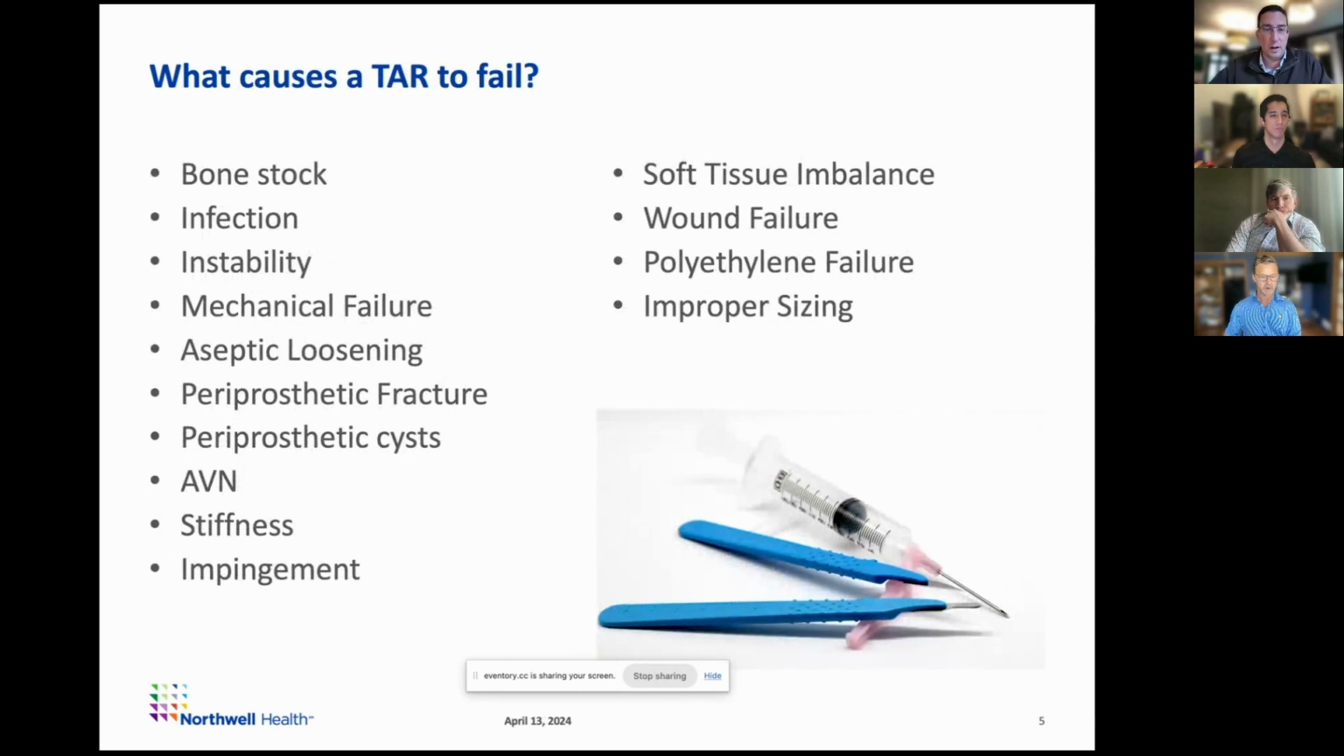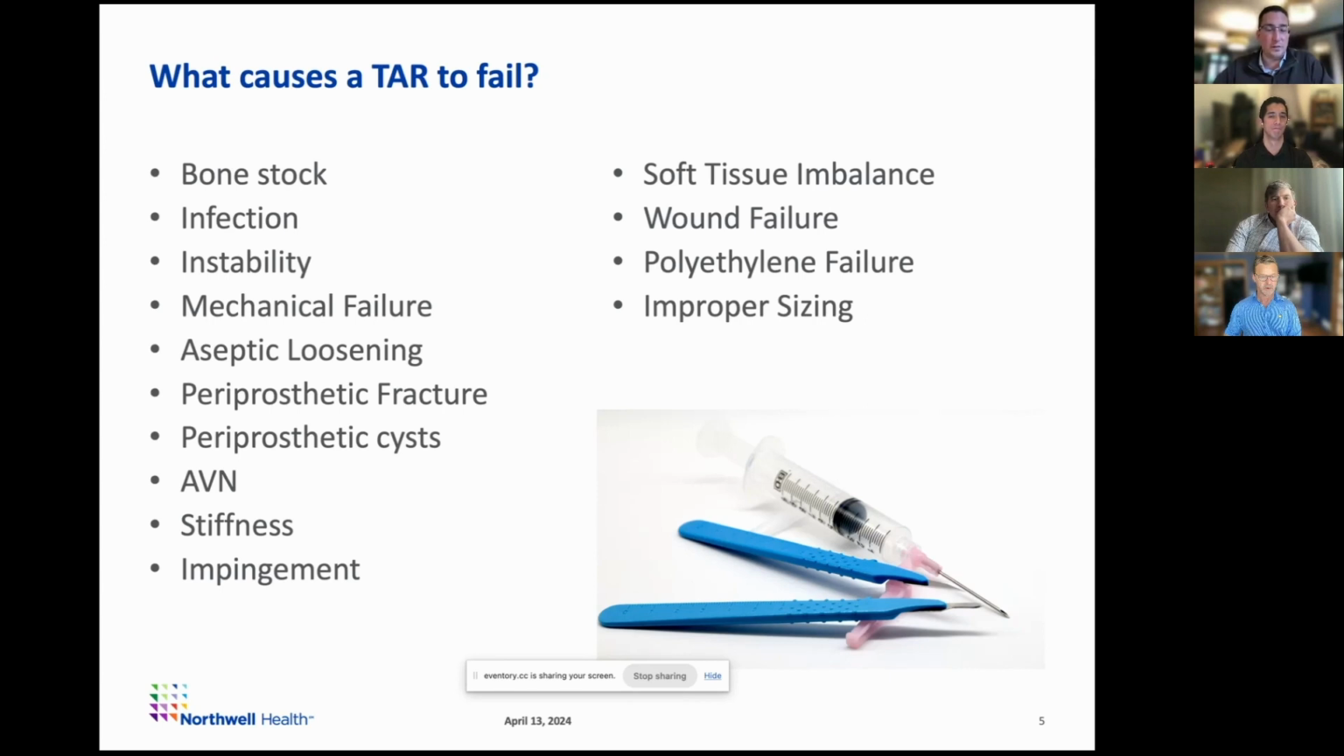And I know that Dr. Tsai talked about a little bit of this, but the reasons that total ankles can fail from a general standpoint are seen here. This is not every possible reason, but this is most of the most common reasons that are seen. The bone may be abnormal prior to you agreeing to do a total ankle replacement, and that may lead to cysts after the fact. Infection, instability with soft tissues, mechanical failure, whether that be user error or patient-induced error, aseptic loosening, fractures before the surgery, during the surgery, or even after the surgery.